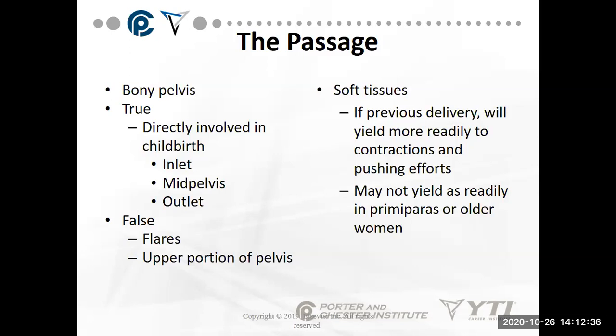So when we look at the presentation, that's the part that's going to present itself first to come out. As the passenger goes through the passage, how is it coming out? Is it going to come out head first? Is it going to come out bottom first? Or is it going to be transverse, and it really can't come out, and you need a C-section? So this is what we're going to look at. The presentation refers to the fetal part that enters the pelvis first.